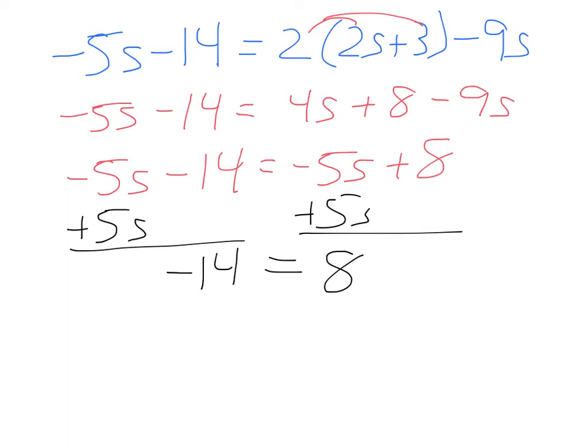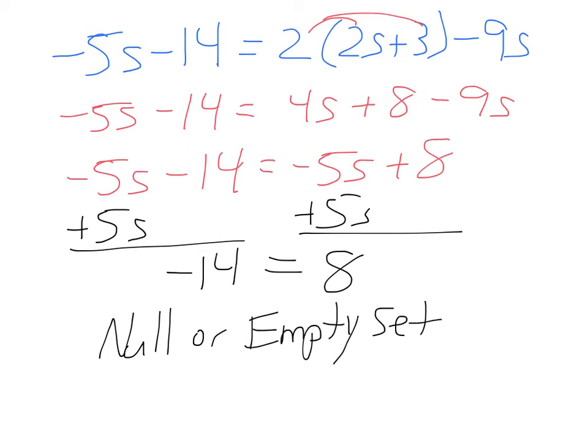But negative 14 can never equal 8. This is never a true statement. So because this is a never true statement, there is no solution. Therefore, the solution is null, or sometimes we say the empty set. And we sometimes will write that as brackets that are empty, or we'll do a circle with a line through it. And that means empty set.